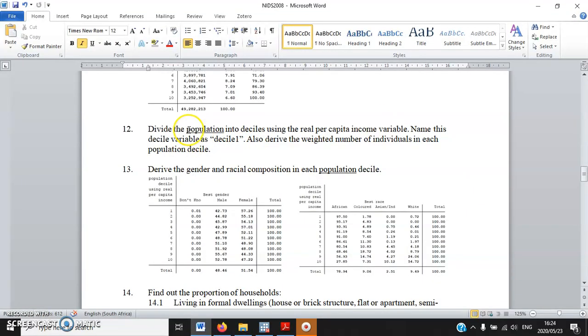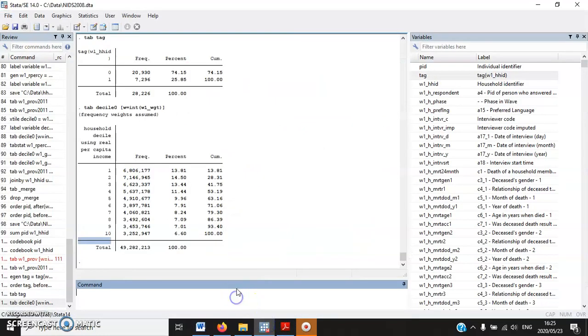Question 12, this time we rather want to divide the population into deciles using real per capita income. So keep in mind, previously decile 0, we divided households into deciles. But this time I want to divide the population into deciles. So this is the next decile variable using the money metric variable real per capita income. Let me call it decile 1.